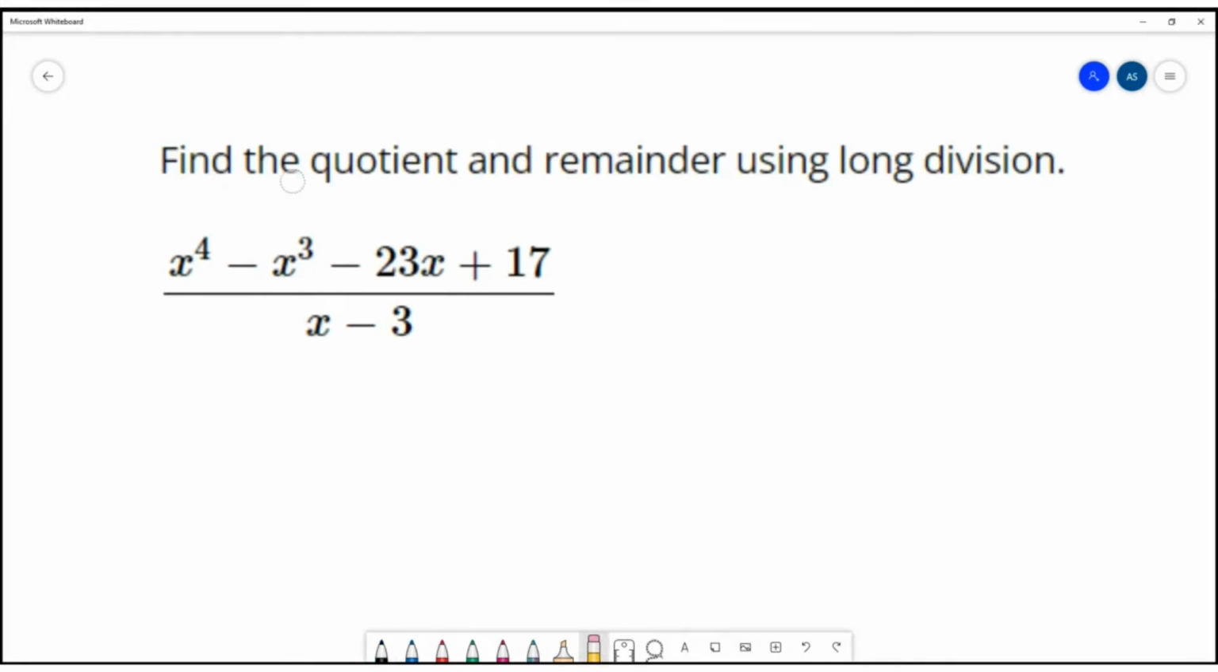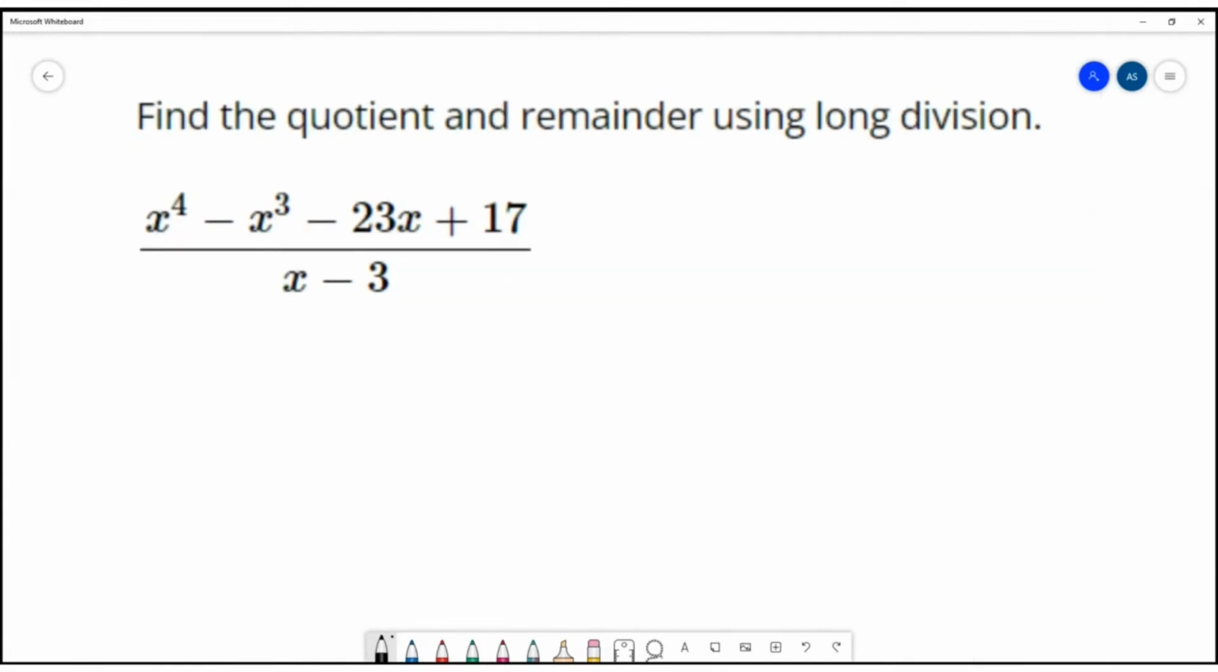On this example, we want to find the quotient and the remainder using long division. We have x to the 4th minus x cubed minus 23x plus 17 over x minus 3. And on this example, I notice that we're missing a term. We have x to the 4th, x to the 3rd. We don't have an x squared. We have an x and a constant term. Now, because of that missing term, we're going to use a placeholder when we write out our division. Let me show you what I mean by a placeholder.